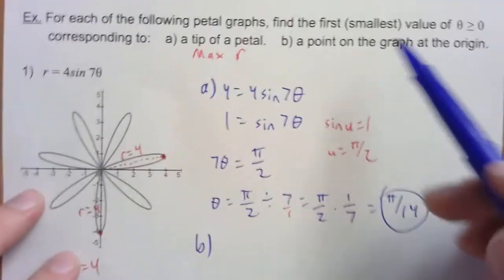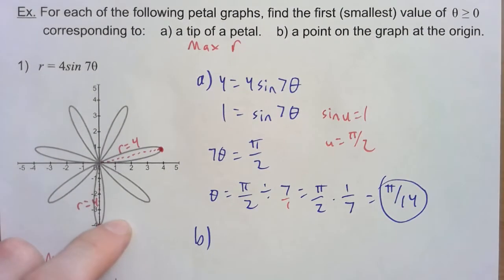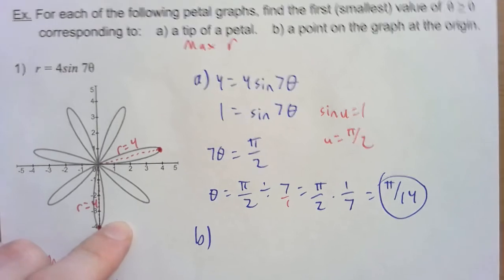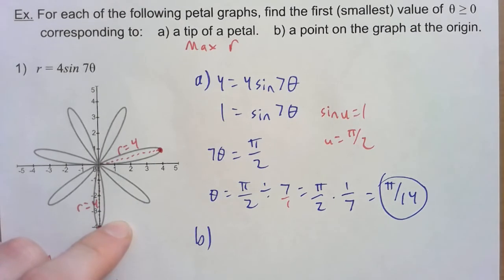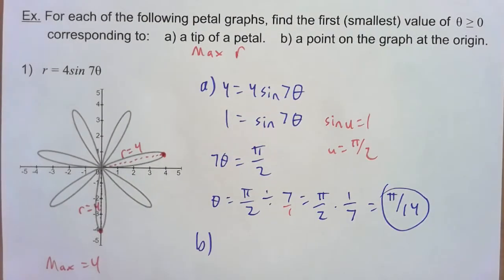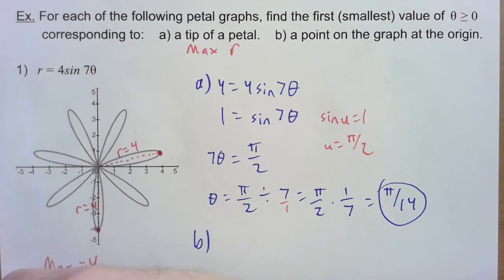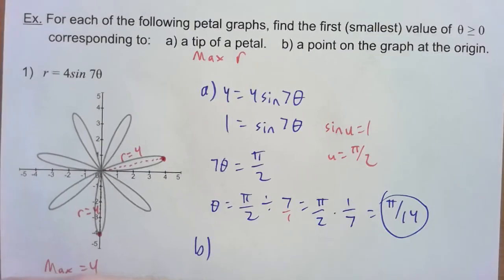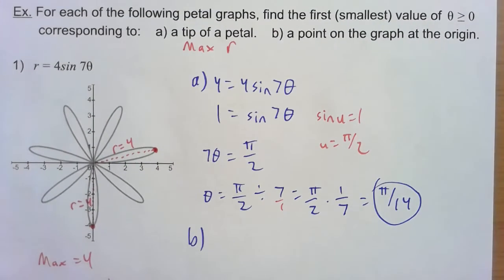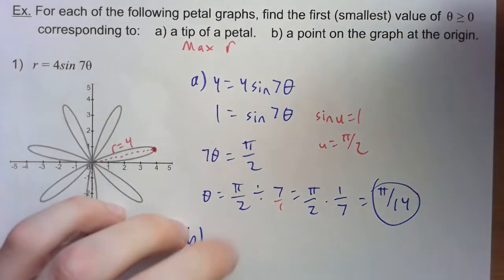All right, how about part B? How about a point on the graph that's at the origin? We talked about that a couple times so far in this lesson. If we think about a point with x and y, if we're at the origin, both x and y have to equal 0. What about polar? We've got an r and a theta. Which one, or is it both, that has to be 0 to be at the origin? And it was r, right?